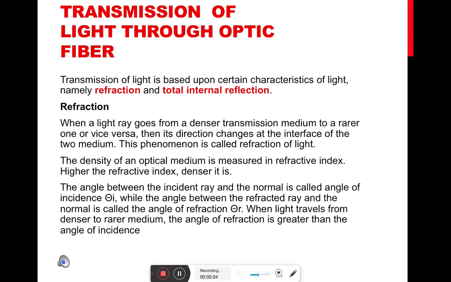Now that you have learned what an optical fiber is and what optical fiber communication is, you need to know the principles that govern light through this optical fiber. Basically, the two principles that guide light through an optical fiber are refraction and total internal reflection. Now you need to know what refraction is and what process is called total internal reflection.